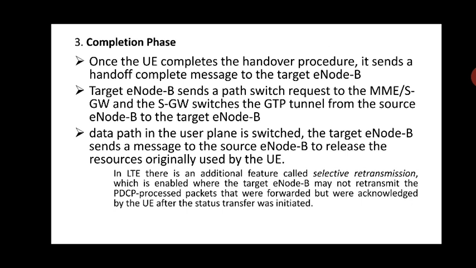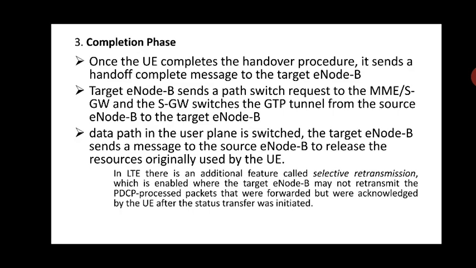There is an additional feature called selective retransmission, which is enabled where the target E node B may not retransmit the PDCP processed packets that were forwarded but were acknowledged by the user equipment after the status transfer was initiated. Depending on the condition of the PDCP, it will initiate and transfer the data packets. This is how it works in the X2 mobility.